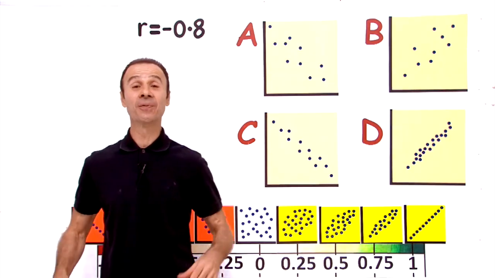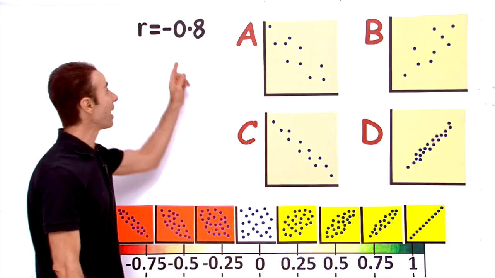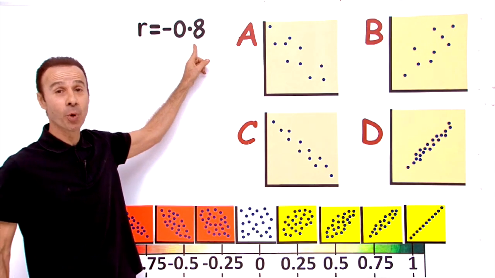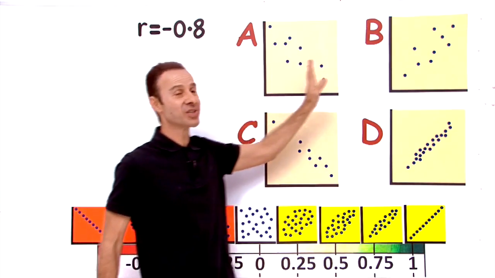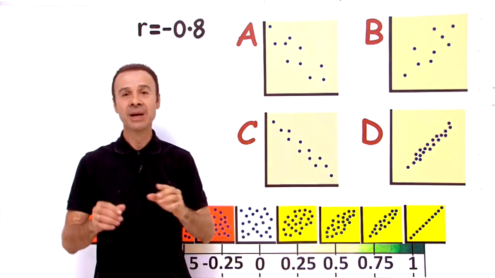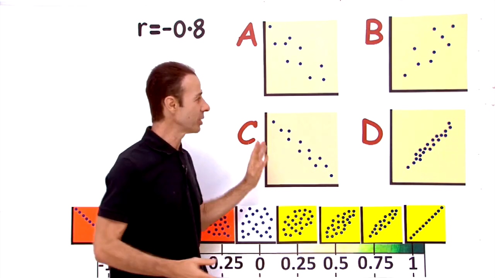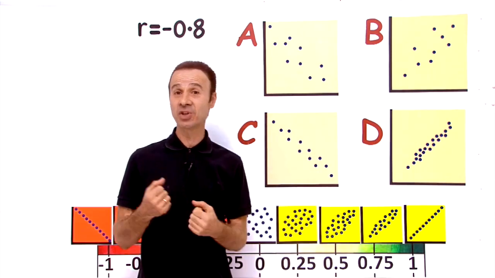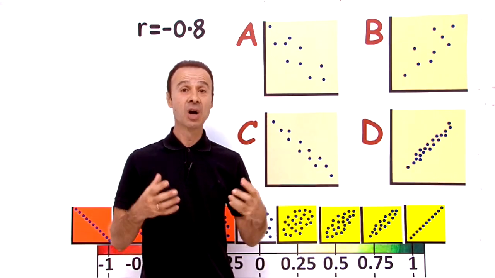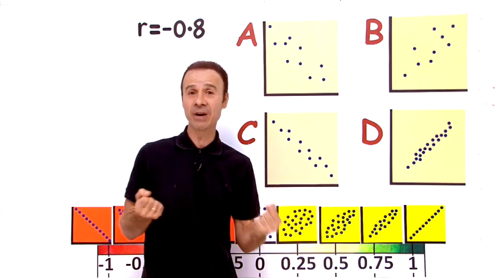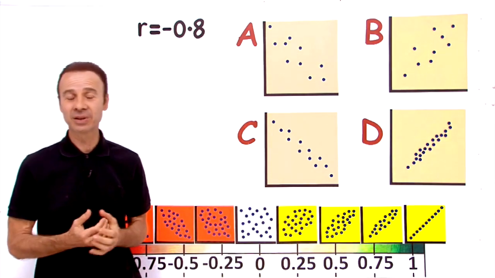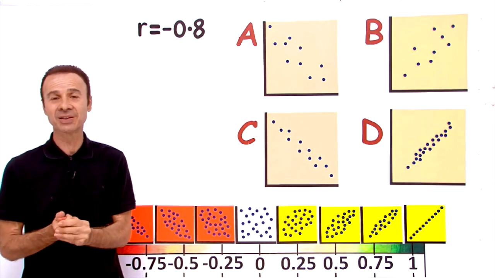Okay, let's get set to find the correlation coefficient of r equals negative 0.8 to one of these scatter plot graphs. Now, a scatter plot is a graph with a bunch of dots on it on a number plane. If we look at these patterns, we can start to establish the strength and the direction of the relationship between two variables. Let's take a closer look before we pick the correct scatter plot.